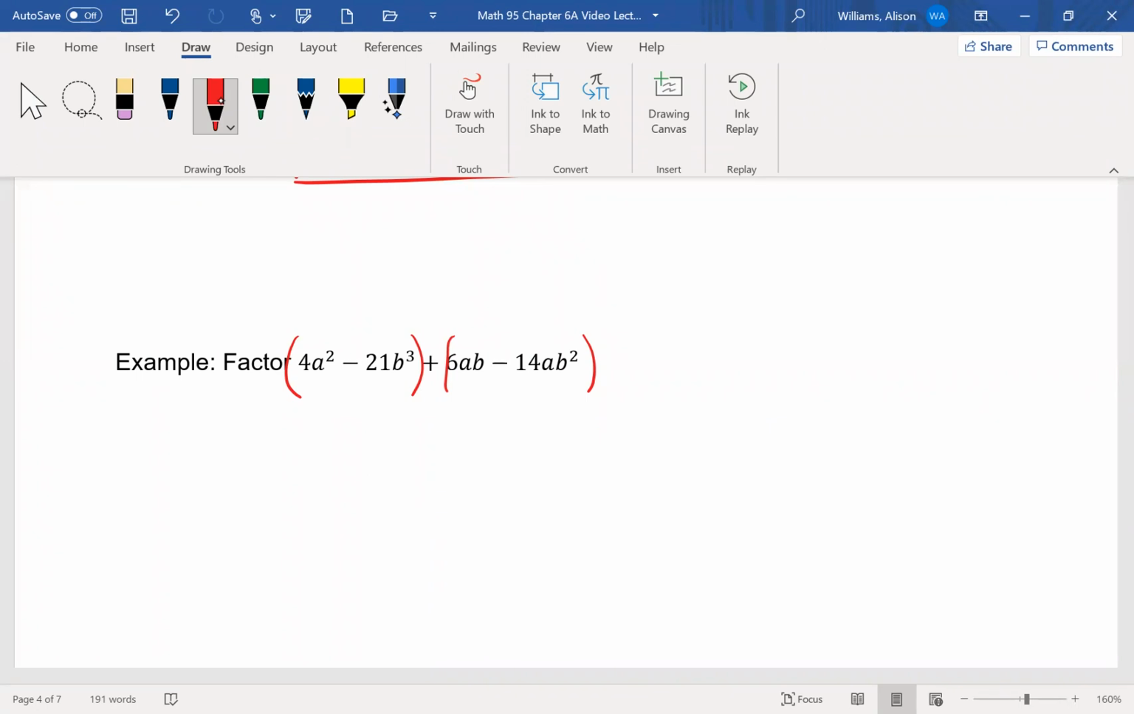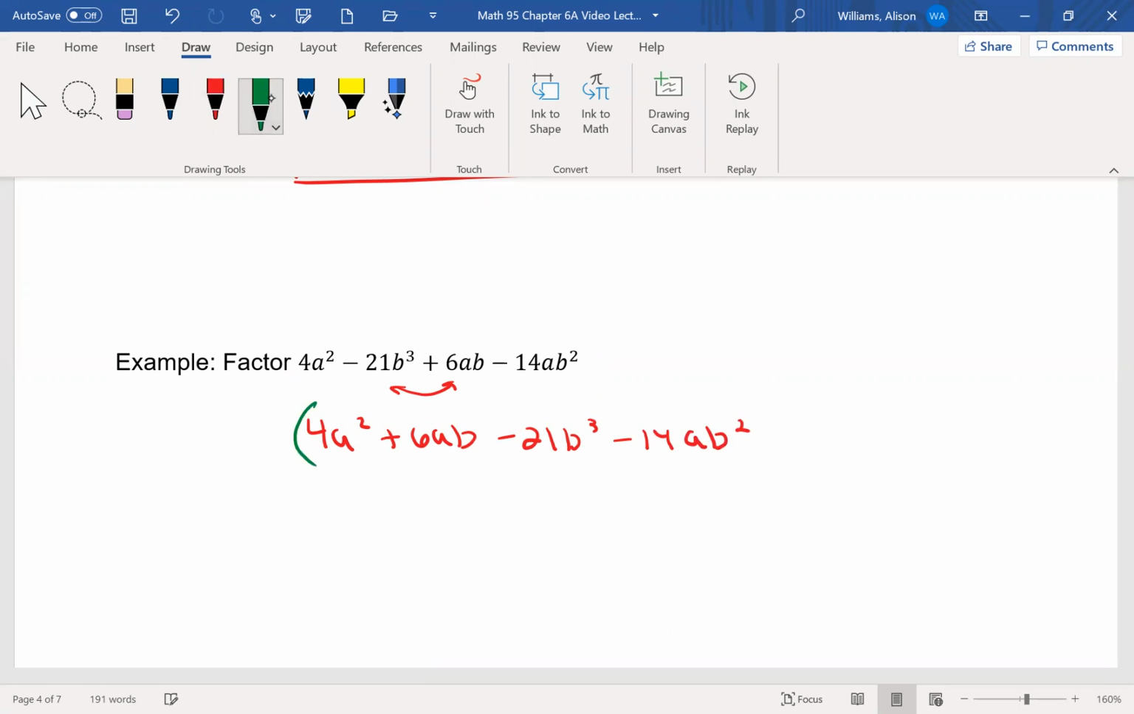So in this case, when it starts to look weird like this, it might be wise to reorder the middle two terms, like literally flip-flop them. So I'm going to go ahead and write 6ab minus 21b cubed minus 14ab squared. Now I'm going to try factoring. This is better because 4 and 6 have a 2 in common and an a. And that would leave me with 2a plus 3b.